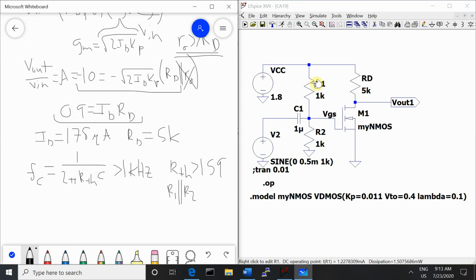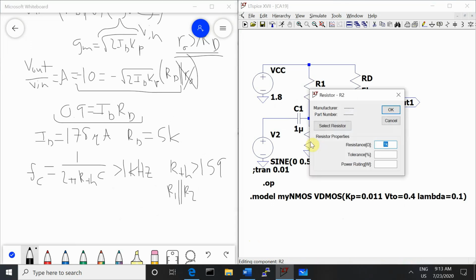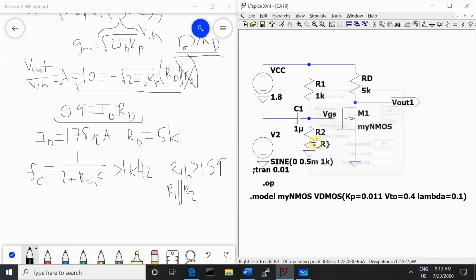So we're going to leave R1 at 1K, and we're going to sweep R2 to get the current that we want, and then we're going to double check that our parallel combination is greater than 159, so that we're not attenuating our 1 kilohertz frequency input, because that would give us a gain of less than 10, even though we had otherwise designed the circuit correctly.